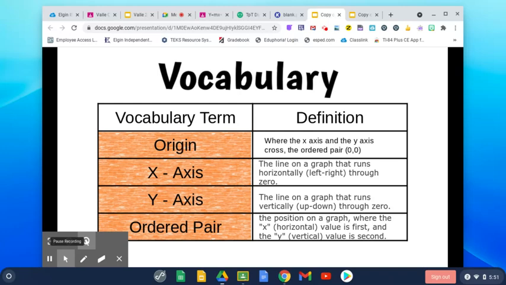I used the word x-axis. The x-axis is the line on the graph that runs horizontally. It goes left to right through the 0. The y-axis is the line on the graph that runs vertically up and down through 0. You always hear the word ordered pair. Think of it as a location on the coordinate grid. It's the position on a graph where the x, the horizontal value, is first, and y, the vertical value, is second.